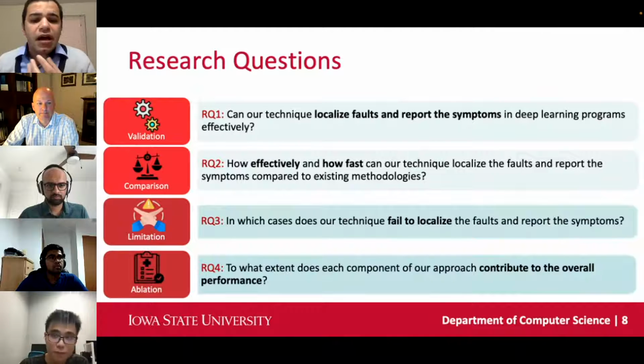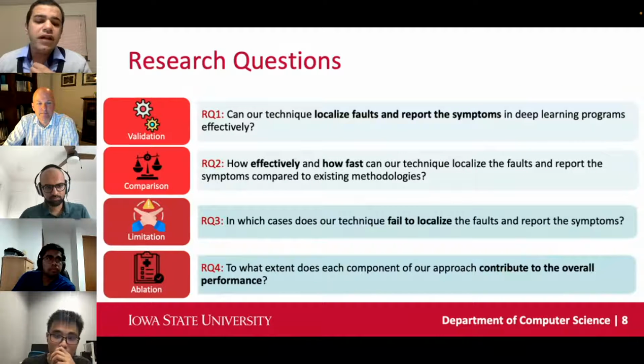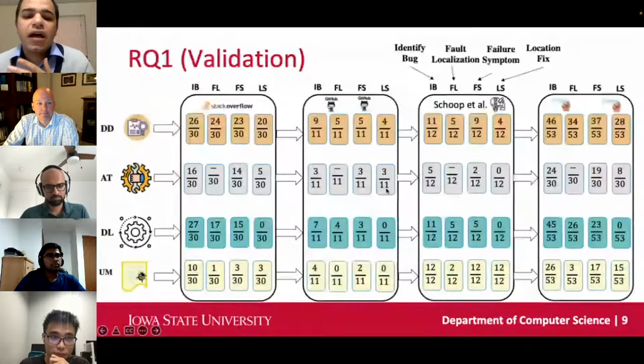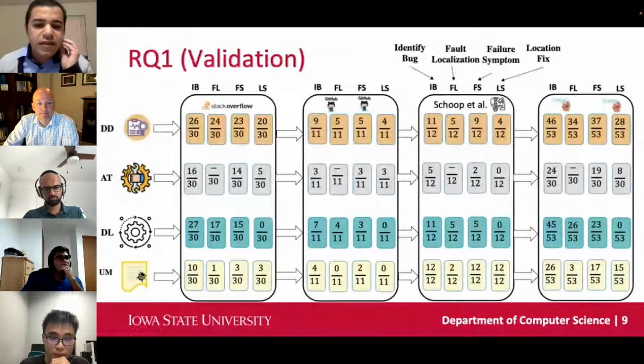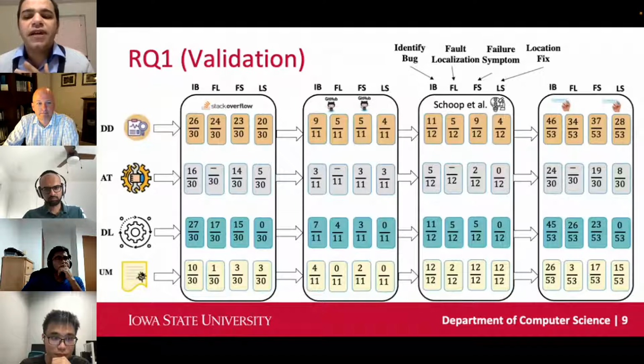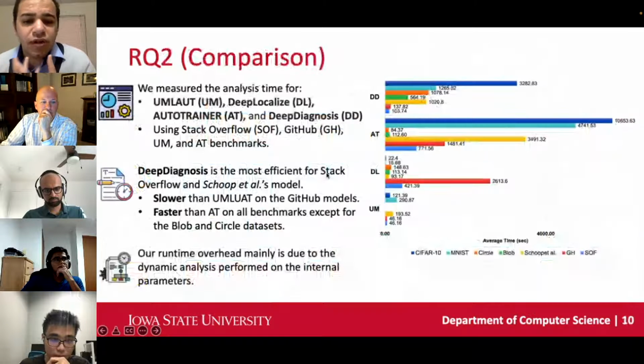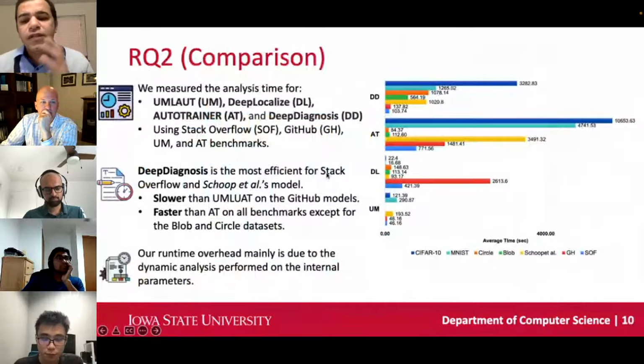Research question 1: can our technique localize faults and report their symptoms in deep learning programs effectively? Research question 2: how effectively and how fast can our technique localize faults and report the symptoms compared to existing methodologies? To answer research question 1, we compare DeepDiagnosis with AutoTrainer, DeepLocalize, and UMLAUT. Our result shows that DeepDiagnosis can successfully detect different types of symptoms and report actionable changes. It outperforms these tools.